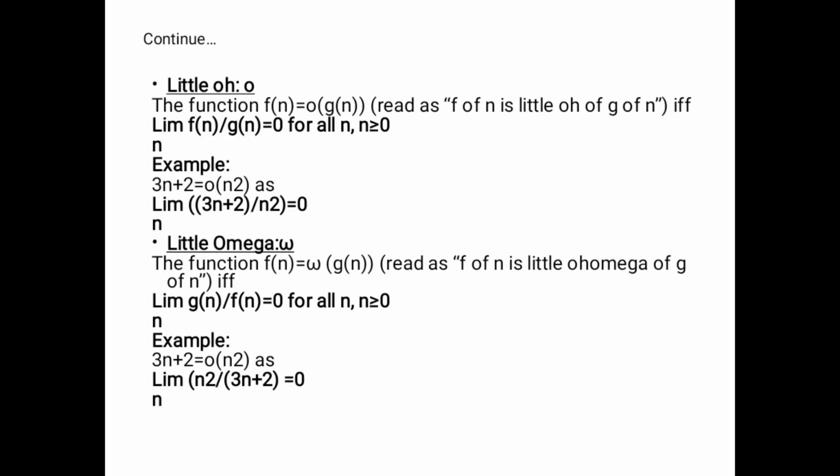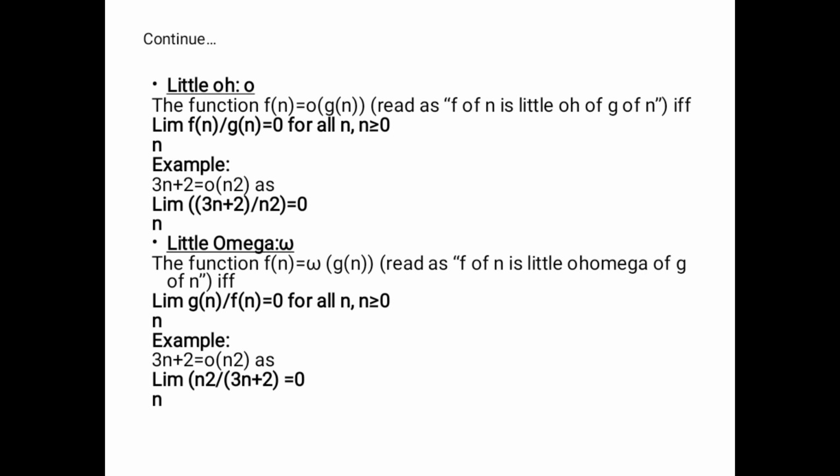This is the theta notation. Here it represents the average case. We take the upper boundary as c2 g of n, and the lower boundary as c1 g of n. This is the theta notation representation, and the fourth one is little o notation.